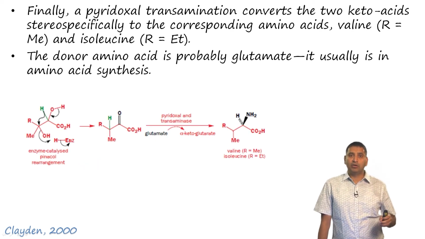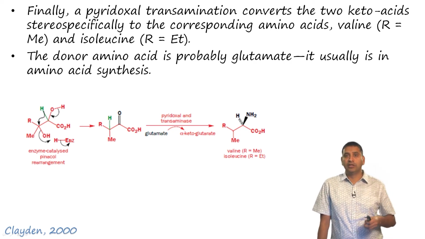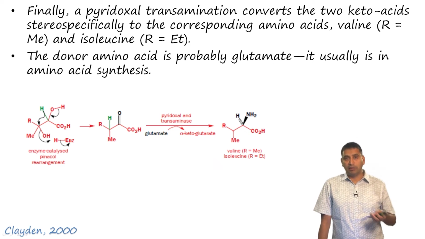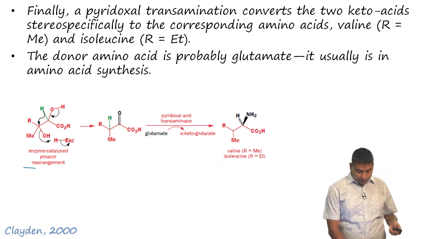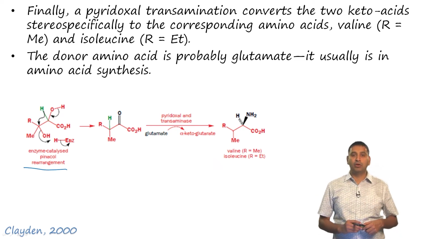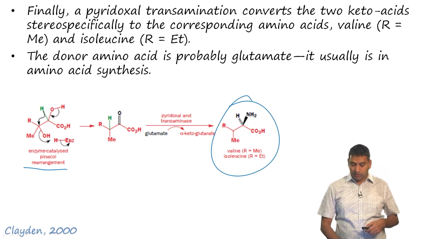Finally, a pyridoxal transamination converts the 2 keto acids stereospecifically to the corresponding amino acids. So, where R is methyl, it becomes valine, and when R is ethyl, it becomes isoleucine. So, the donor amino acid is probably glutamate, and it usually is in the amino acid synthesis. So, this enzyme catalyzed pinacol rearrangement gives you the final product, which is valine or isoleucine.